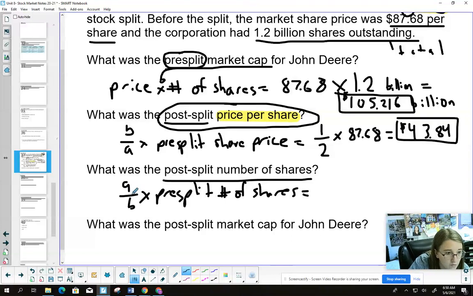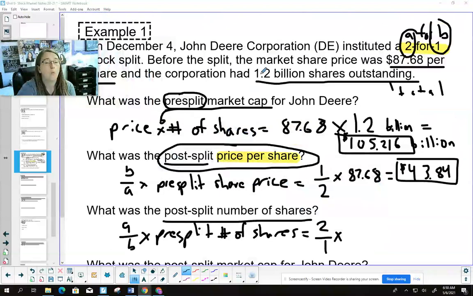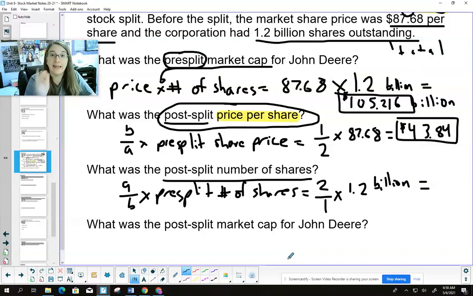So if the formula here is A over B, we're going to flip the fraction now for the number of shares. So this is now 2 over 1, right? A is 2, B is 1. Times, what does it say was once again the number of shares this company had? 1.2 billion. Again, we're going to multiply by 1.2. We're not going to add all the zeros. And then we're going to say our answer is in billions. In Canvas, though, you would just leave the word billion off and just put the number in. So 2 divided by 1 is just 2. Times 1.2, again, billion. This is 2.4 billion.